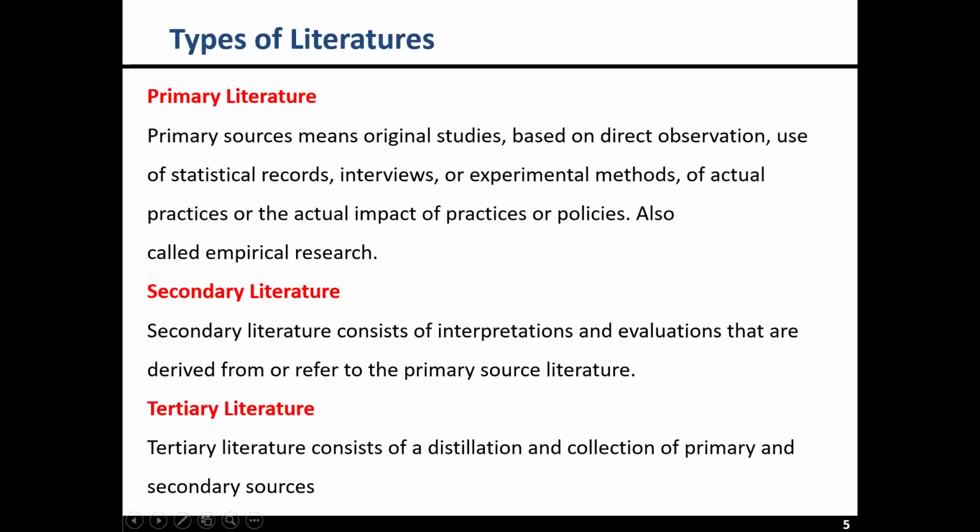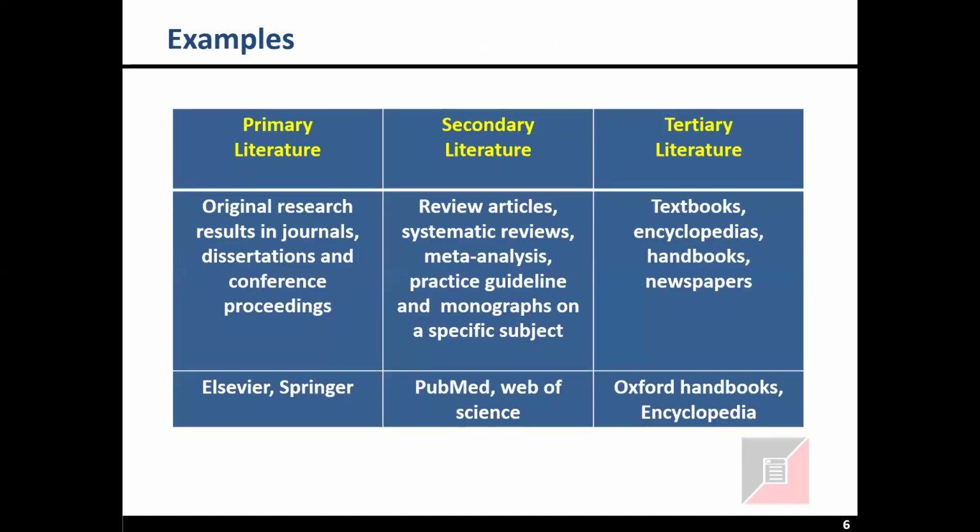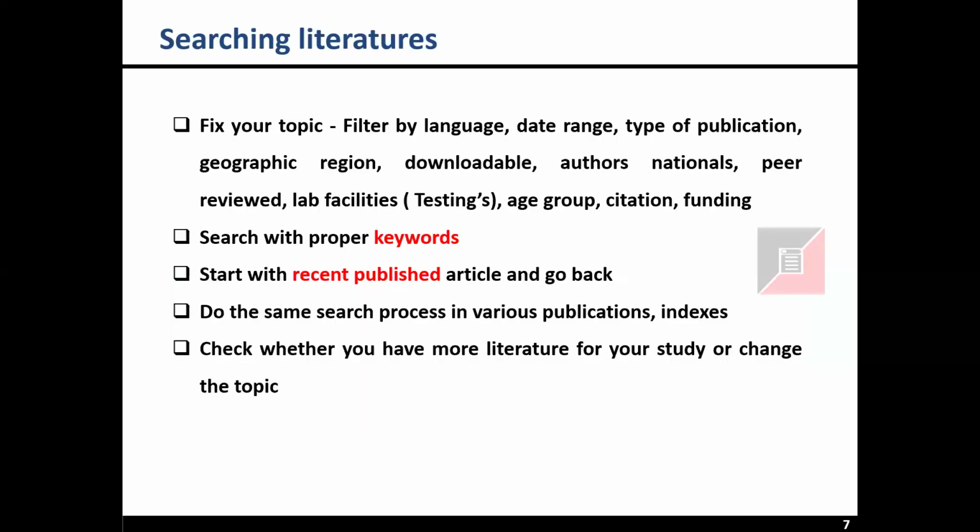There are three types of literature: primary, secondary, and tertiary. Primary is research articles from journals, dissertations and conference proceedings. Secondary is review articles, meta-analyses, monographs and so on. Tertiary literature is textbooks, encyclopedias and other things.